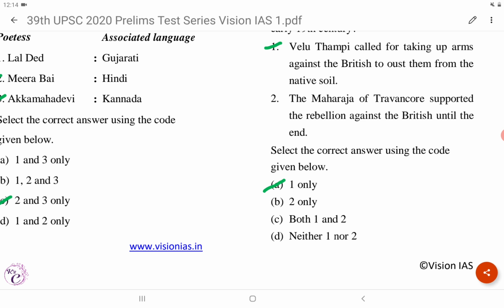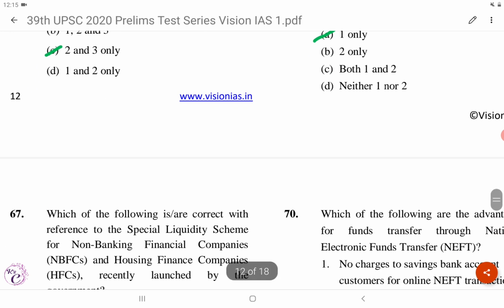The Maharaja of Travancore had not wholly supported the rebellion and defected to the side of the company. Hence, statement 2 is not correct. Velu Thampi killed himself to avoid capture. The rebellion petered out.